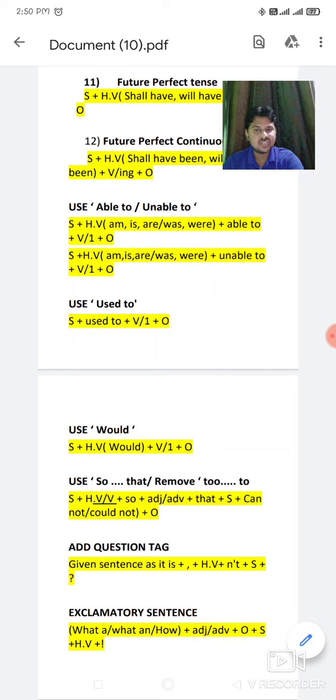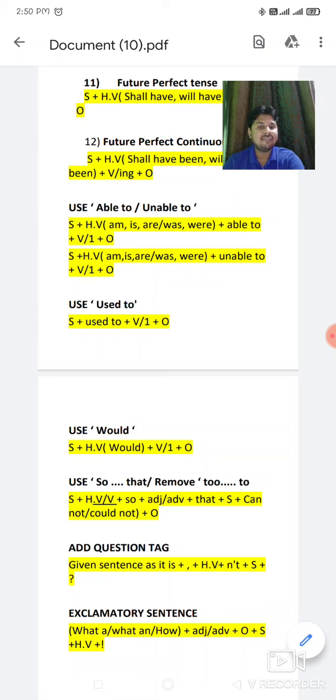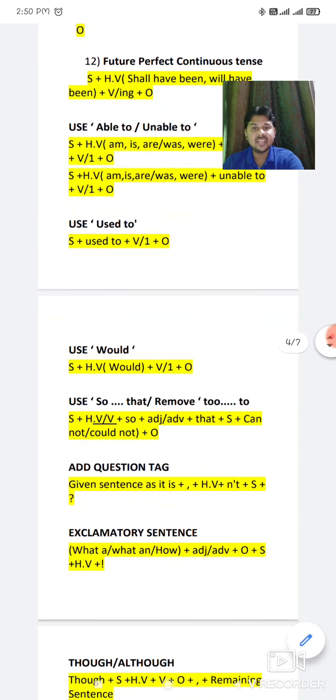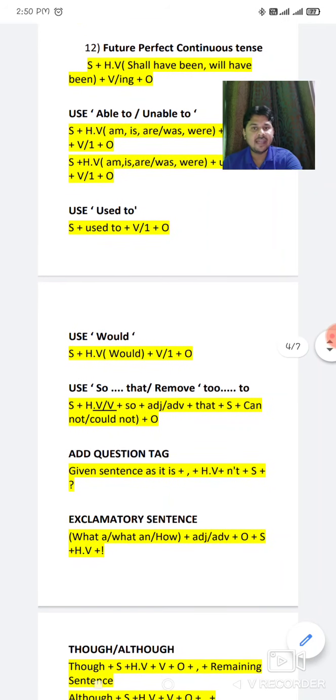The structure is like that only, but now unable to is there. What is the difference between able to and unable to? It's only about positive and negative. If any sentence is positive, it means you have to convert into able to. If your sentence is negative, it means you are converting into unable to. Okay students, so look at the structure of unable to. First of all, subject, after that helping verb am, is, are or was, were, any one particularly you have to use according to the rules. After that unable to will come, after unable to verb first form will be there, and at last what will come, students? Object will be there. So like that we have completed the structure of able to and unable to.